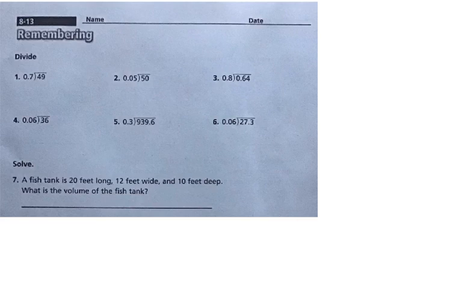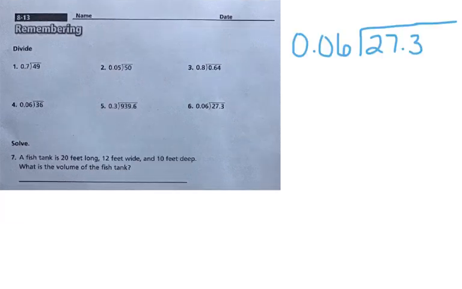On the remembering side here, we're just dividing with the divisor being a decimal. And remember that when we divide using a decimal divisor, we always want to remove the decimal. And in order to do that, we shift the decimal. I'm going to show you number 6, which is right here. I wrote it up here in the corner so I had a little more space to work. Remember, whatever you do to the divisor, you also do to the dividend.